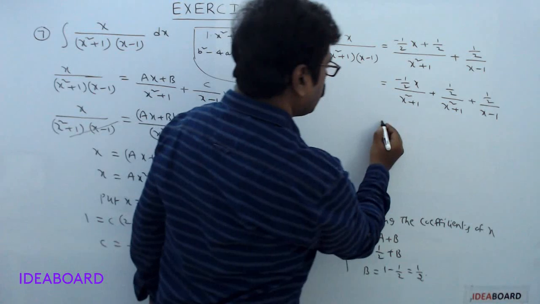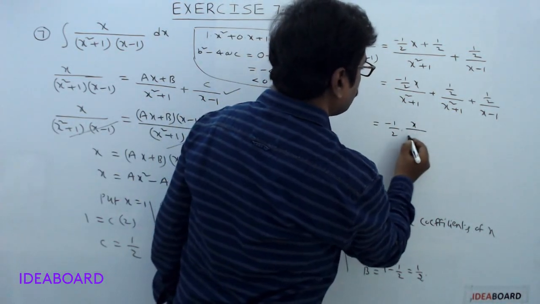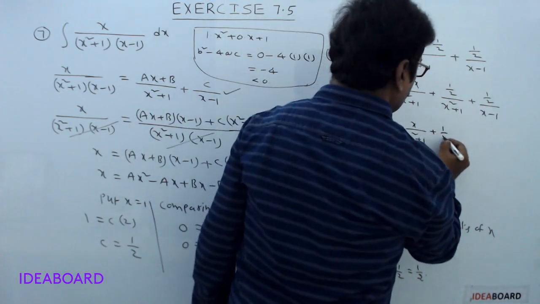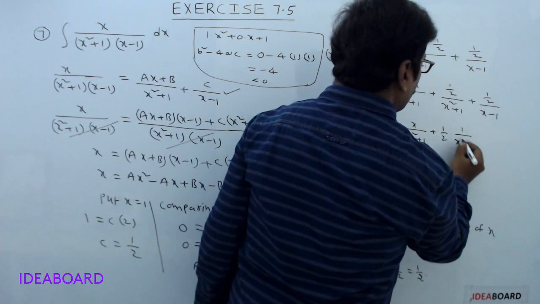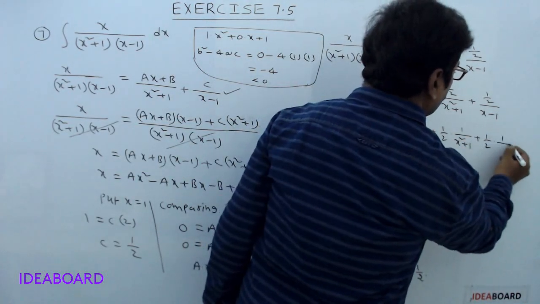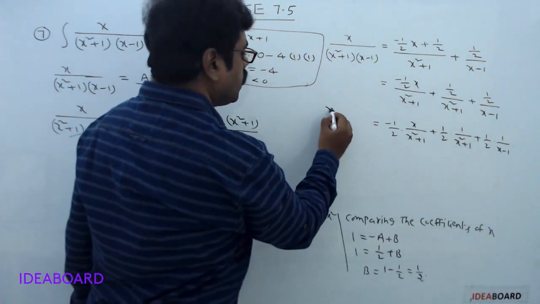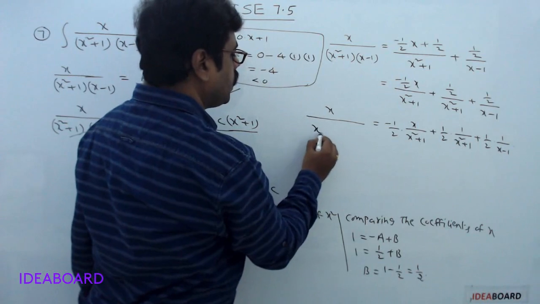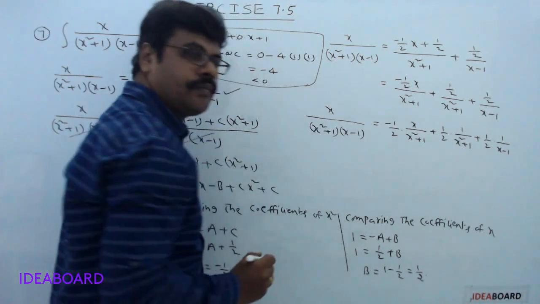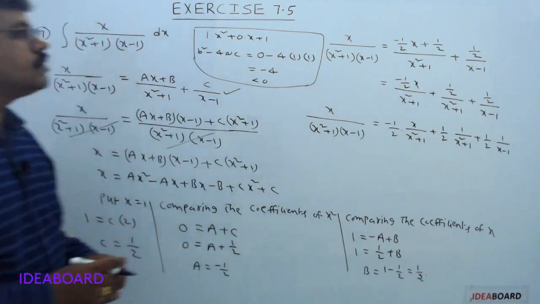It can also be taken as minus 1 by 2 into x divided by x square plus 1, plus 1 by 2 into 1 divided by x square plus 1, plus 1 by 2 into 1 by x minus 1. What is the corresponding LHS part? x divided by (x square plus 1)(x minus 1). First write down those steps, then we will discuss the continuation.